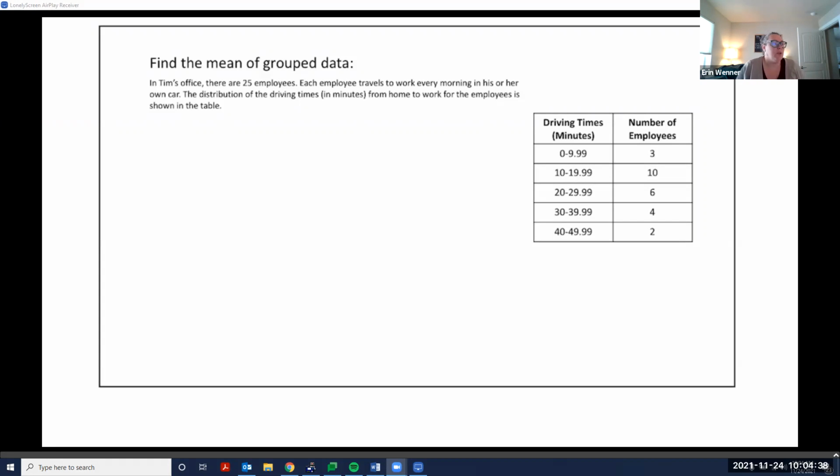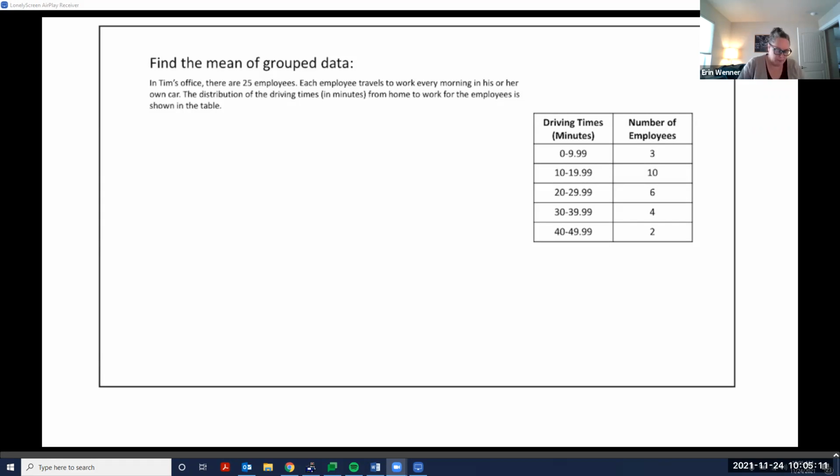Okay, so we're looking at Tim's office. There are 25 employees. Each employee travels to work every morning in his or her own car. The distribution of the driving times in minutes from home to work for the employees is shown in the table. So driving from 0 to 9.99 minutes is 3 people, 10 to 19.99 is 10, 20 to 29.99 is 6, 30 to 39.99 is 4, and 40 to 49.99 is 2.